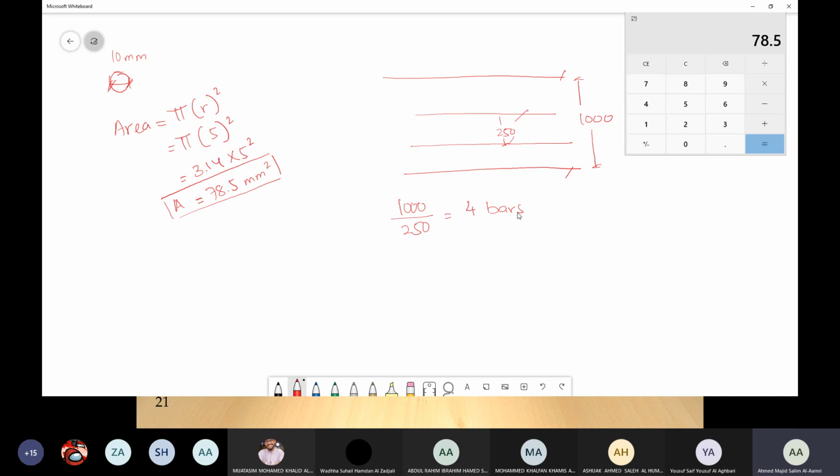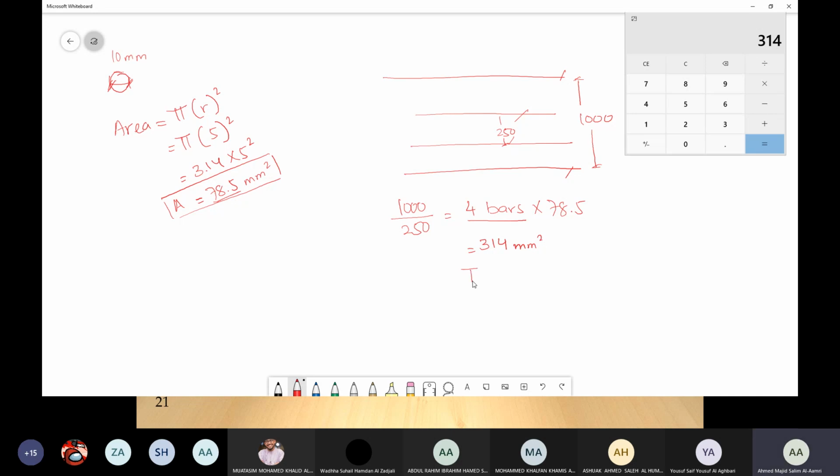Now, in this scenario, if I require 4 bars, the area of one bar is 78.5. If I multiply 4 bars by the area of one bar, 4 into 78.5, this will give you about 314.